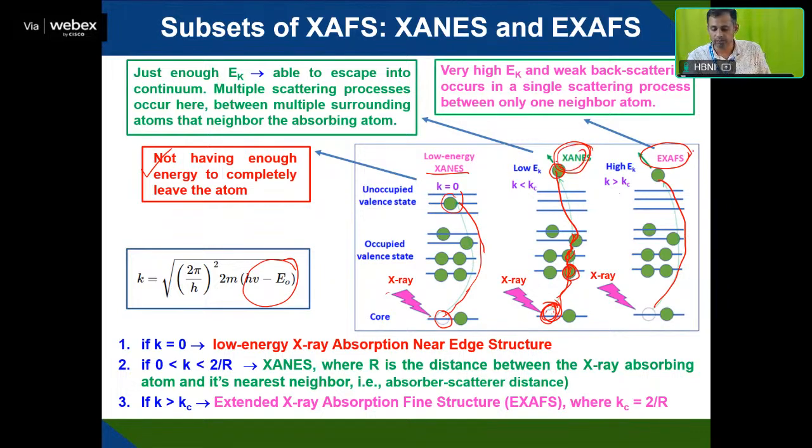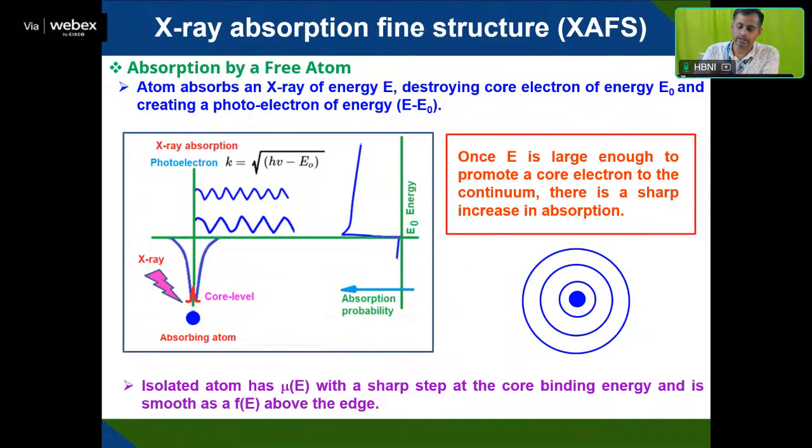One is near edge and one is extended edge structure, depending upon the energy you are applying on the material. So if you see X-ray absorption fine structure of a free atom, you have a core electron here, that is the observing atom, and X-ray is falling on this. Once the binding energy is reached, the electron will be knocked out to the continuum. Because of this, you will see a wave pattern generated in this system.